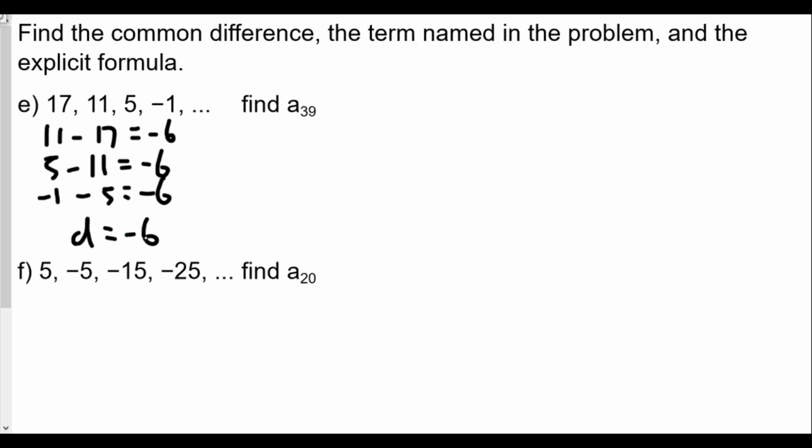Now, here's the thing. To find the term named in the problem, in this case the 39th term, and its explicit formula, we'll do kind of the same thing. Basically, it's all part of the same problem. So let's discuss this.